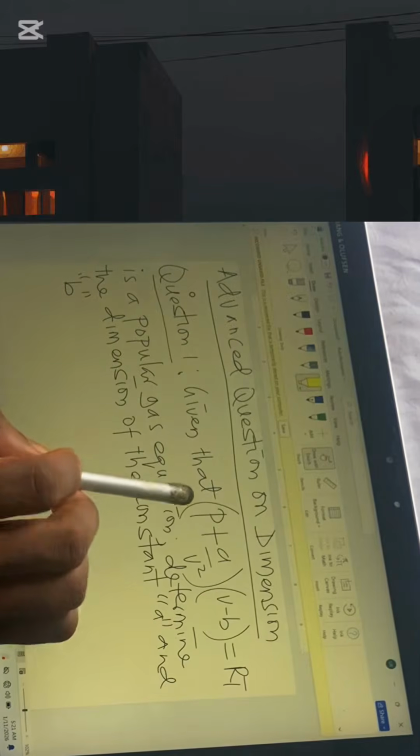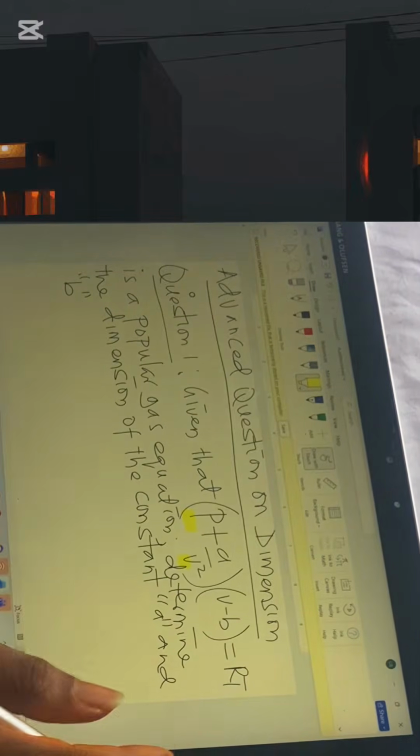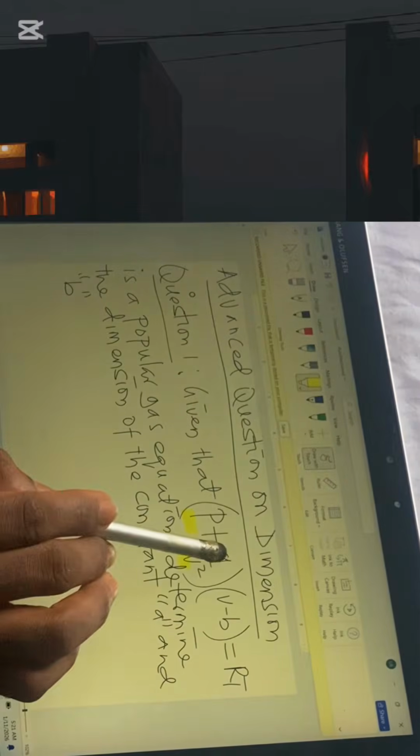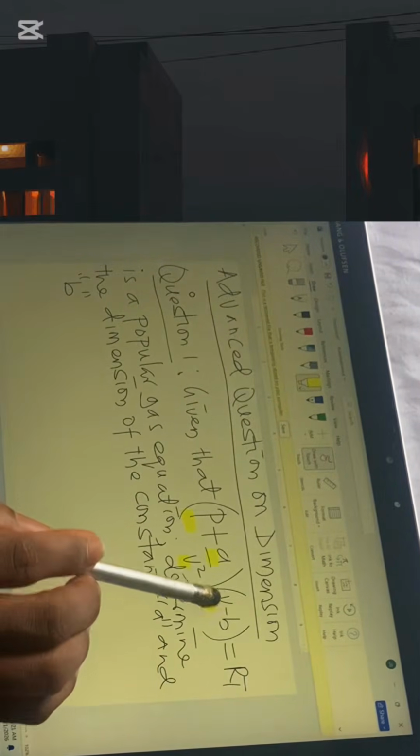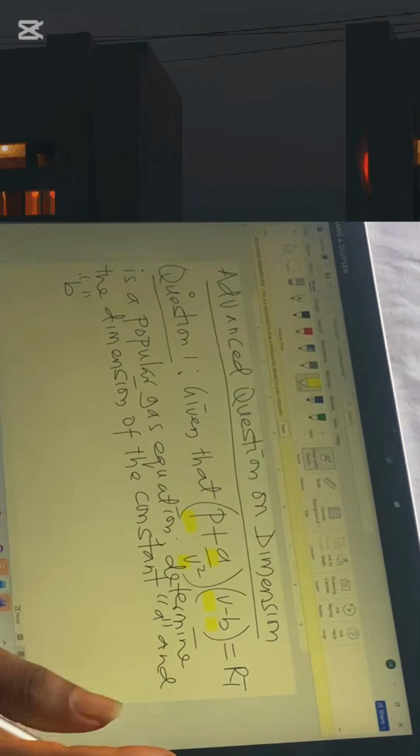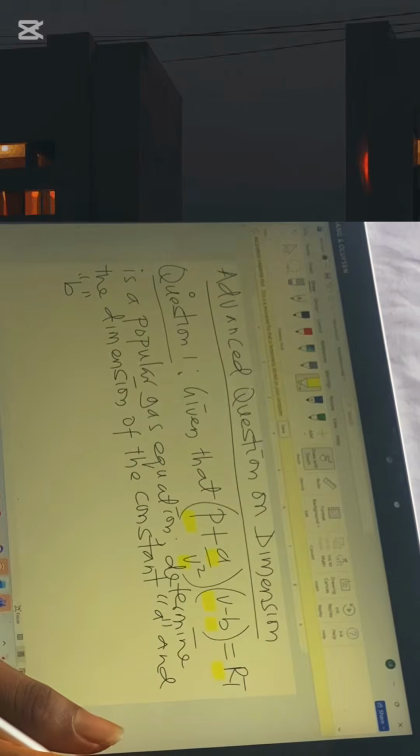Of course, this P here represents pressure. This V here represents volume. Please take notes. The A here is a constant we are asked to calculate. This V here also represents volume, while this B here is a constant, please take notes. This R here represents the ideal gas constant. This T here represents temperature.